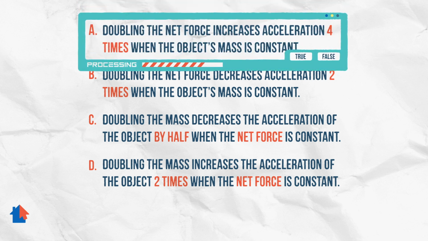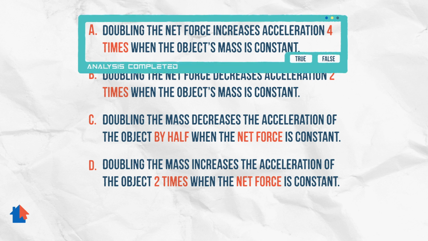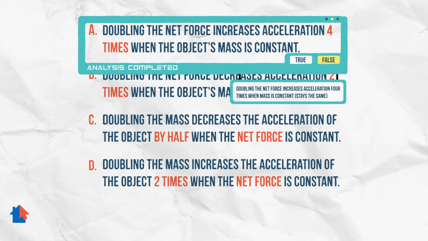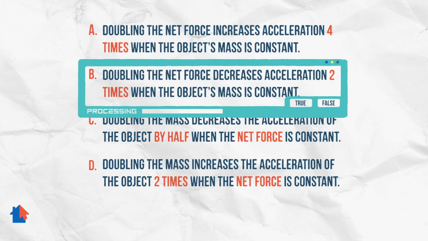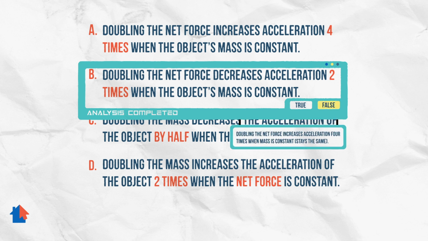A says that doubling the net force increases acceleration 4 times when mass is constant, stays the same. This is false. The table shows us that when the net force doubles and the mass stays the same, the acceleration does not increase by 4 times. B says that doubling the net force decreases acceleration 2 times when mass is constant. This is false too. Acceleration actually increases when you double the net force.